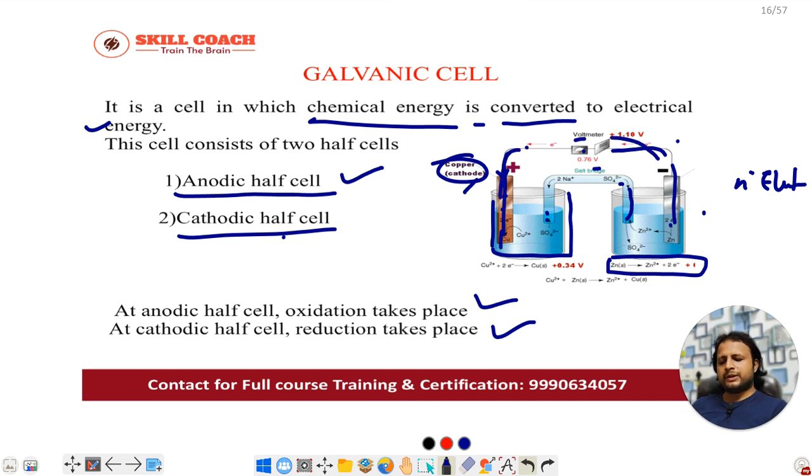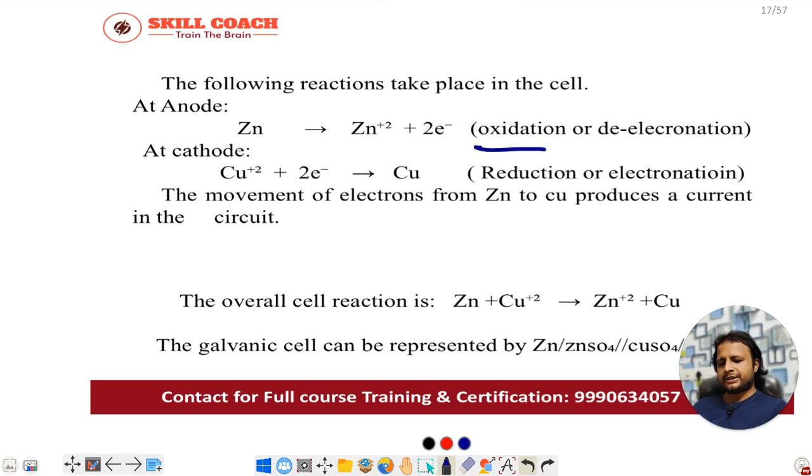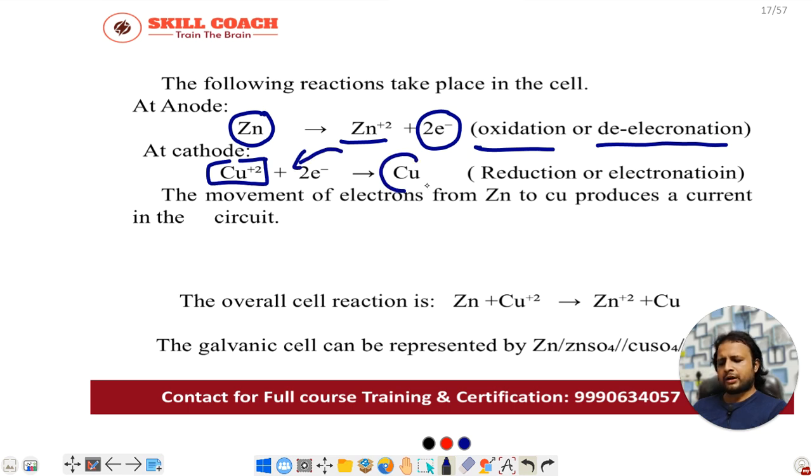So electron is moving from this place to this place, that is the oxidation at this place, and reduction is going to take place at this place. Because of the movement of electrons, electricity is flowing from one side to another. Okay, so this is very simple to understand. Now you can understand the reaction as well. Oxidation is also called deelectronation. So Zn is converting into Zn2+, and 2 electrons are released. At the cathode, copper ion takes 2 electrons and becomes copper. So reduction takes place at the cathode, and oxidation takes place at the anode.